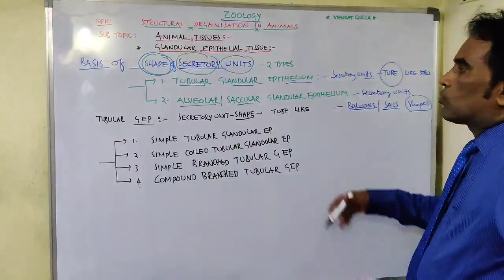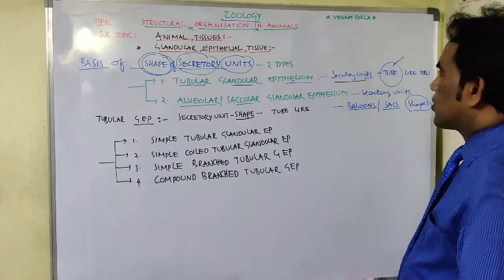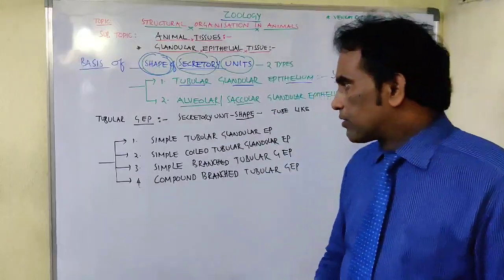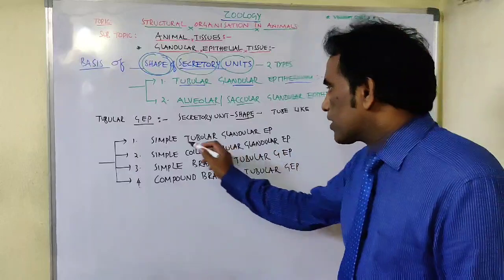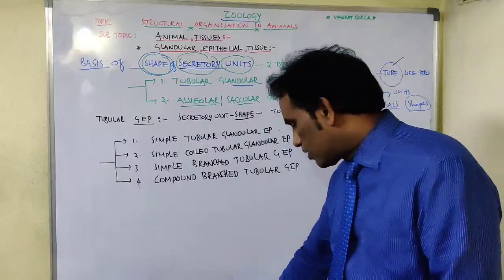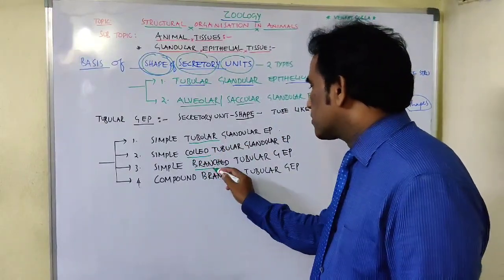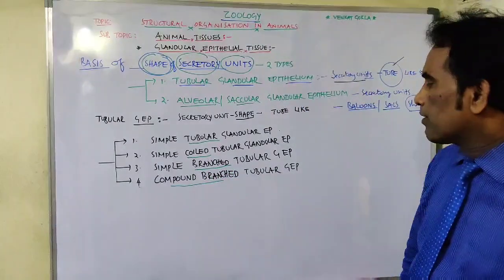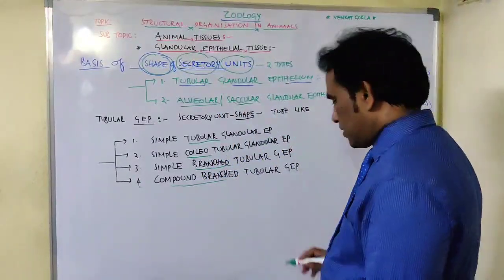So in tubular glandular epithelium, the secretory units are tube-like in shape, hence it is called tubular glandular epithelium. On the basis of the shape of structures, there are four types: simple tubular, simple coiled, simple branched, and compound branched tubular glandular epithelium. Now let's take for example simple tubular epithelium.